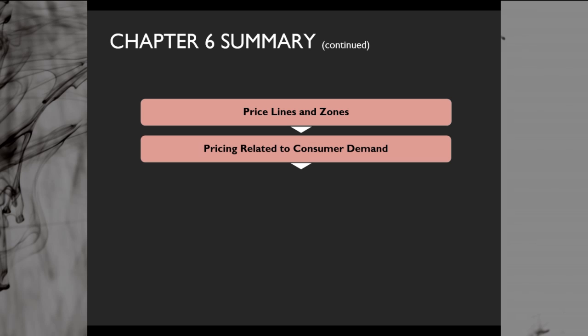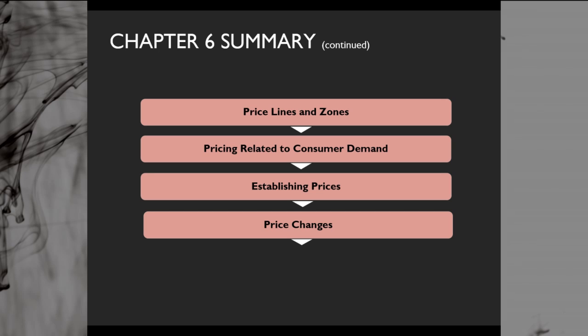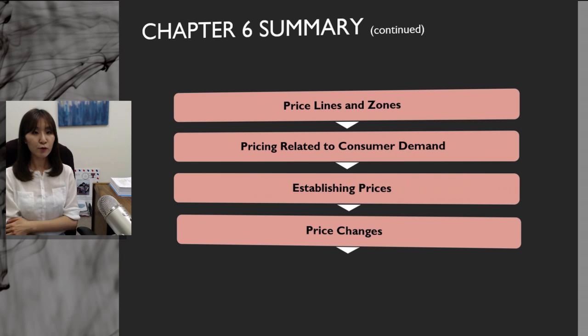And pricing related to consumer demand and how you can establish prices. We talked about it. And you also learned price changes, especially markdowns, markups, markdown cancellation and markup cancellation. You also learned about additional discounts that you can think about as price changes. So that's it for chapter 6. You now know how you can set up the price for your merchandise.